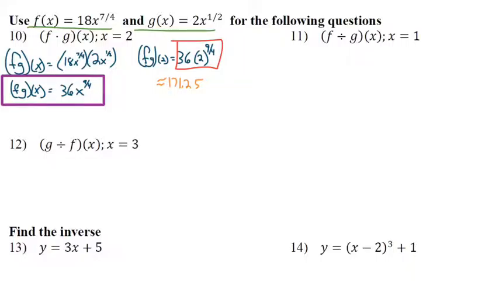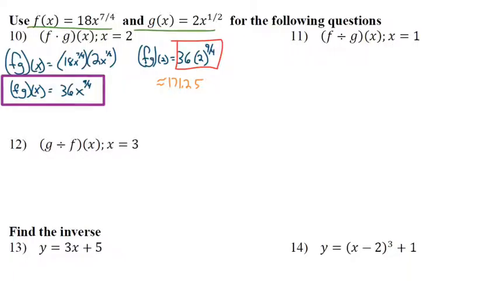What is 2 to the 9th power? It's 512. 2 to the 1/2, yeah, you can't even do that. All right, so just leave it alone. This is definitely a design flaw that we will address for the test.